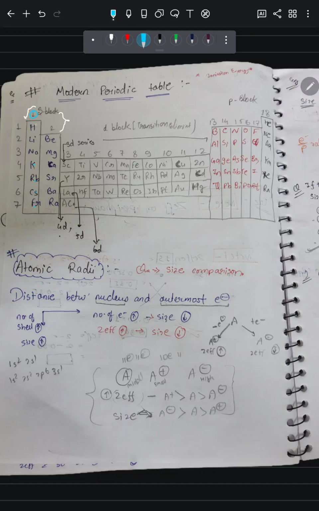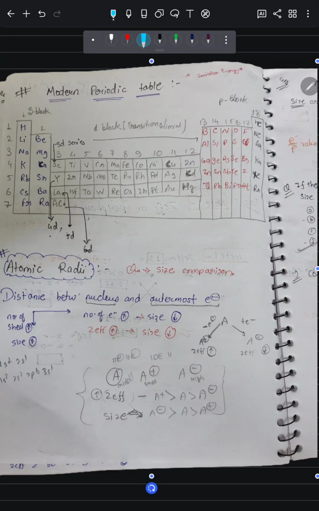This is the first column, and this is the second, the beryllium family, and this is another column. If we go down the group, this is called columns, and these are the rows. So there are basically 18 columns present in the periodic table, and these are divided into 4 blocks.